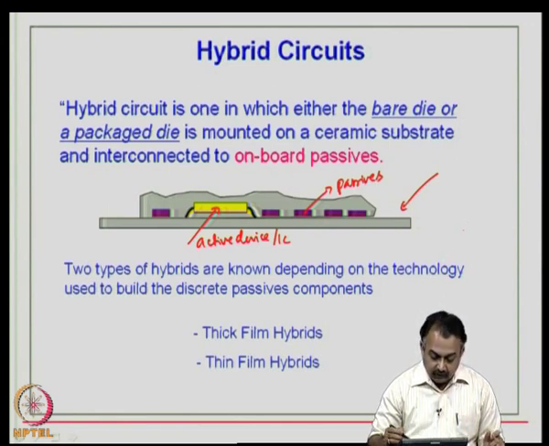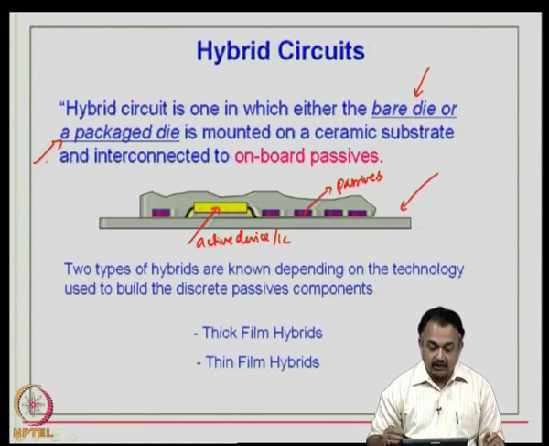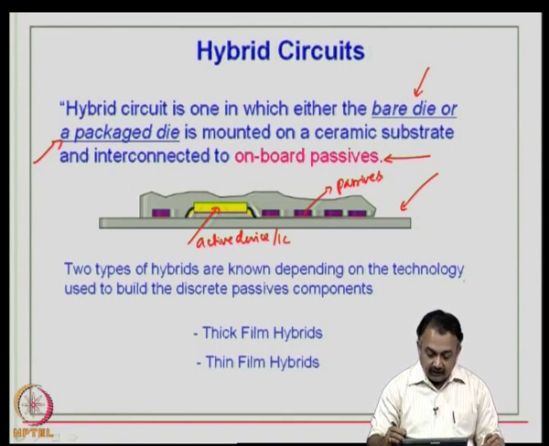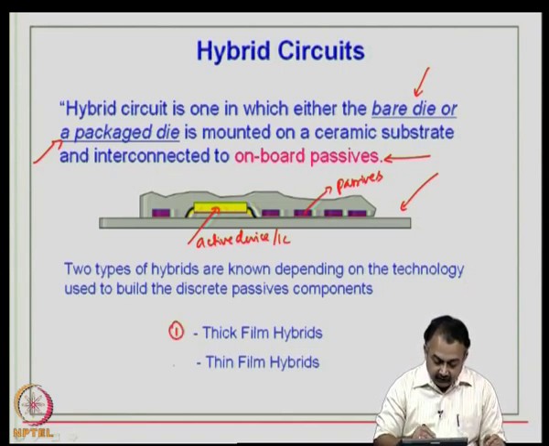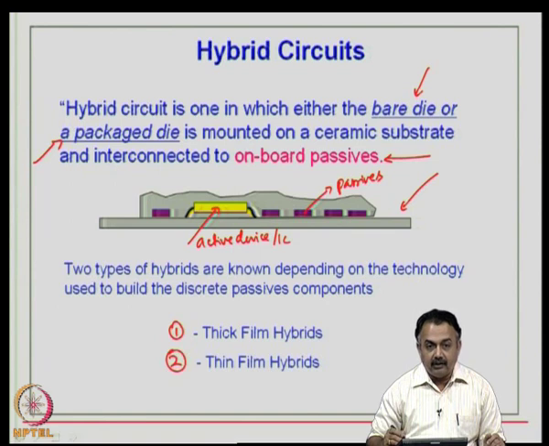Okay. So, these kind of hybrid structures where you can either use a bare die or a package die in conjunction with onboard passives. You can also create passives in situ by printing resistors and conductors at the time of fabrication or at the time of build up. So, this kind of technology is known as hybrid circuits. There are two types of hybrid circuits. One is known as a thick film and the other is thin film circuit. And depending upon the technology that is used to build the discrete passive components.